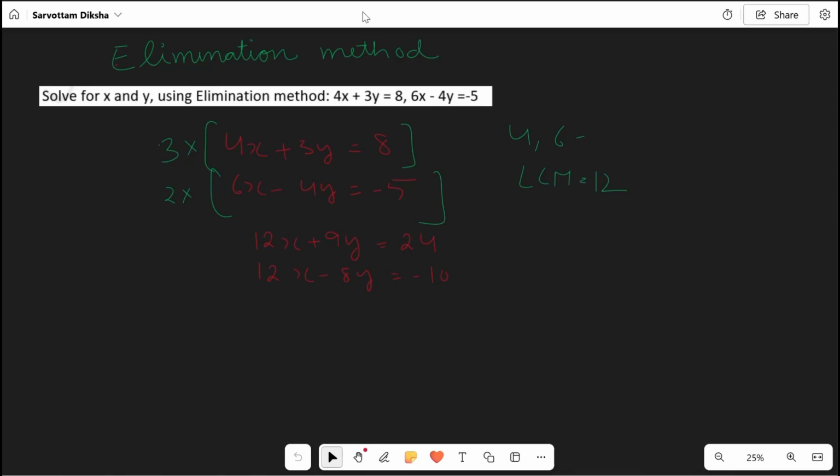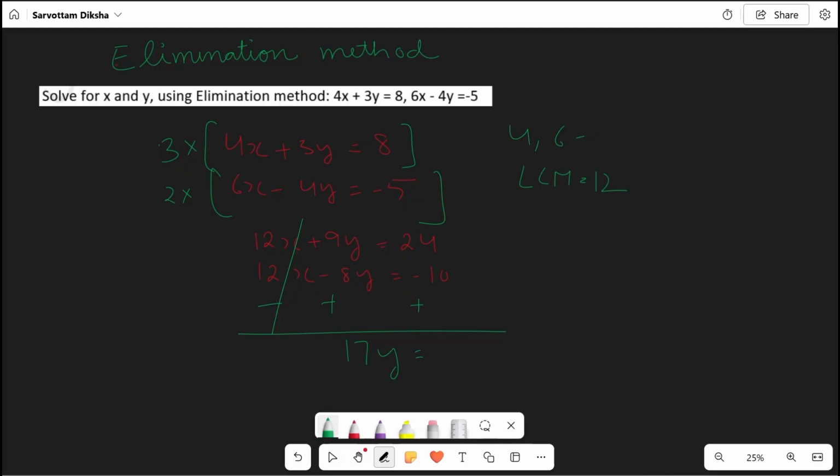So after multiplying, I am seeing my coefficient of x has become equal. So definitely x will be the variable which will get eliminated. And please make a note, here both 12x are of the same sign. So I am subtracting. So I will change the sign of every term, like here, because minus 8y, when I'm subtracting it, will become plus 8y, and minus 10 will become plus 10y. So 12x minus 12x is 0, and here I will write 9y plus 8y as 17y.